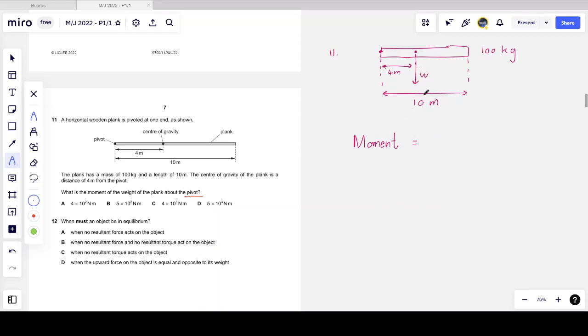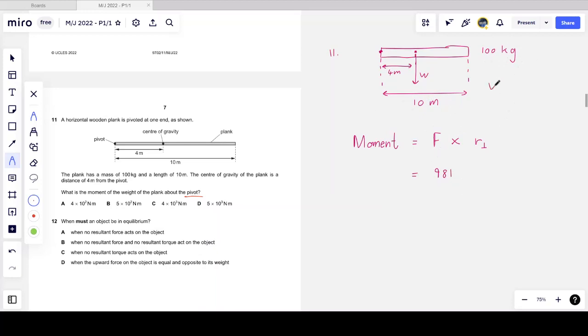There's only one force acting on this plank, which is its weight. Remember, moment is the force multiplied by the perpendicular distance from which that force acts to the pivot, or the lever arm as we call it. And so this is a force which is the weight of the plank, which I know is 9.81 multiplied by 100, which is 981 newtons, since its mass is 100 kg.